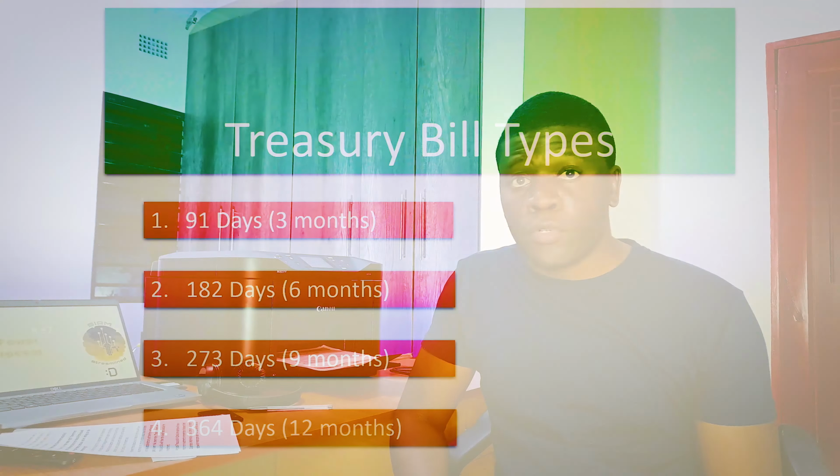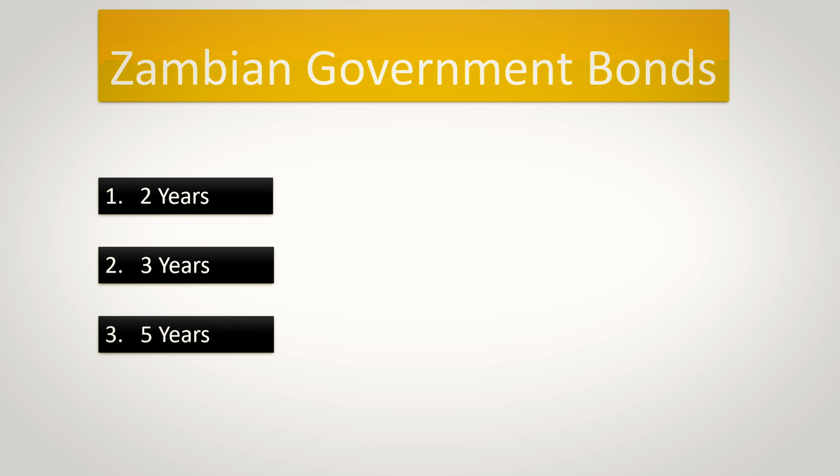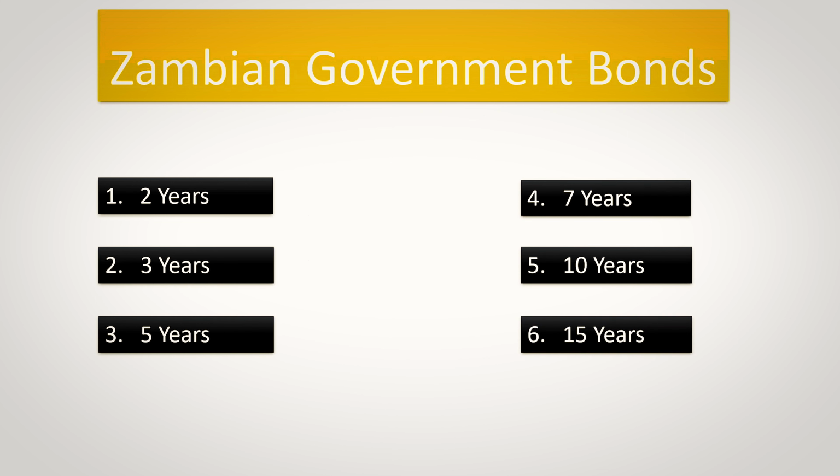Then a government bond is an investment security with a tenure or maturity period of 2 years or more. And there are various types of government bonds. In Zambia, for example, we have government bonds maturing at 2 years, at 3 years, at 5 years, at 7 years, at 10 years, and at 15 years. So 6 types.